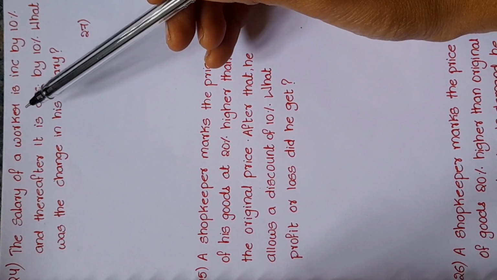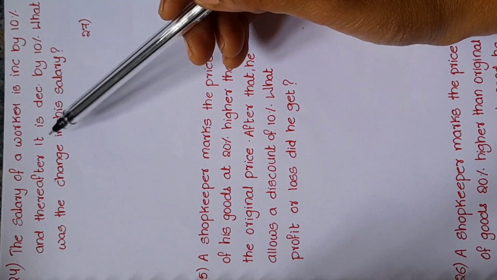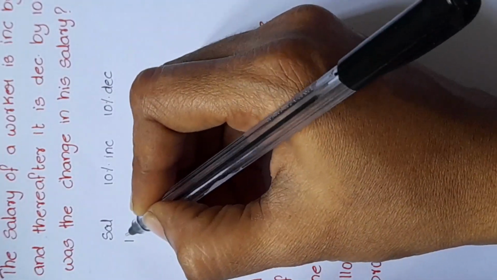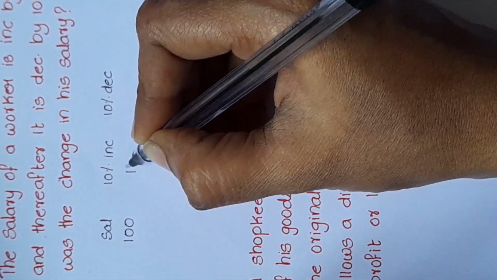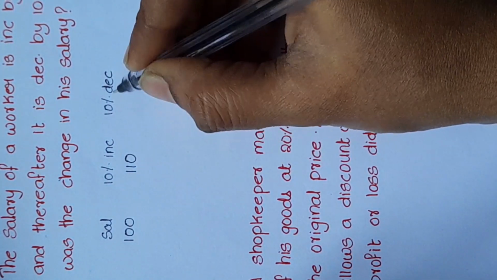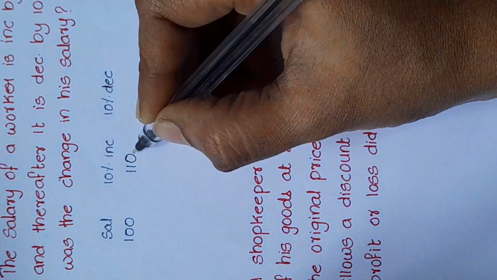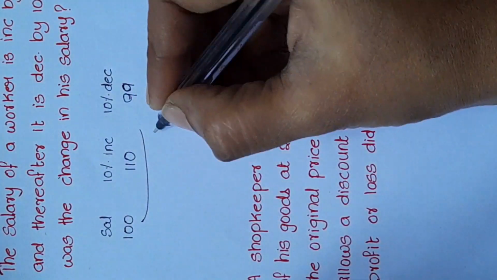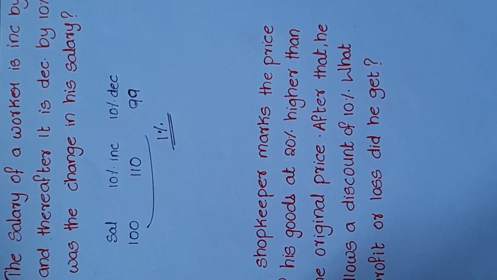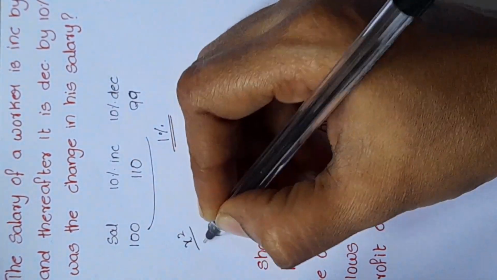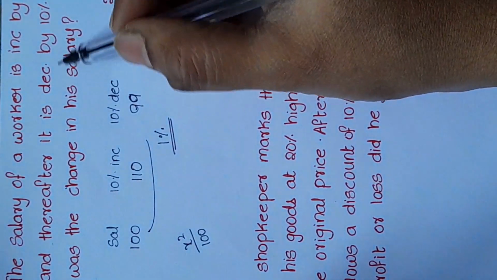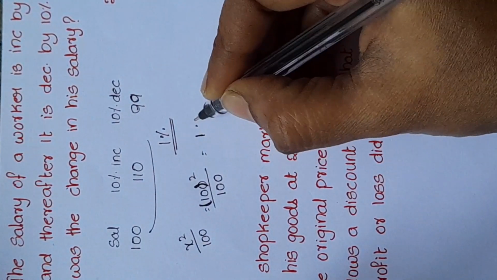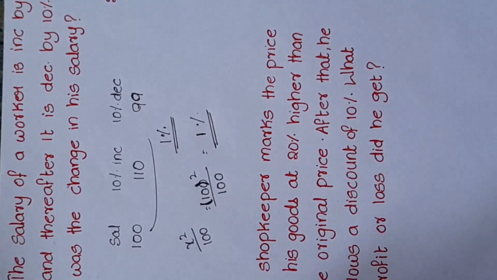24th question. The salary of a worker is increased by 10% and then it is decreased by 10%. What was the change in his salary? Let the original salary of the person be 100. 10% increase means it becomes 110. Again, from this 10% is decreased means minus 11. That is 110 minus 11 is 99. So there is a change of 1% in his salary. We can also use the formula x square by 100, because the increase and the decrease percentages are same. That is 10 square by 100. 10 square is 100. So 100 by 100 is 1. That is 1% change in his salary.